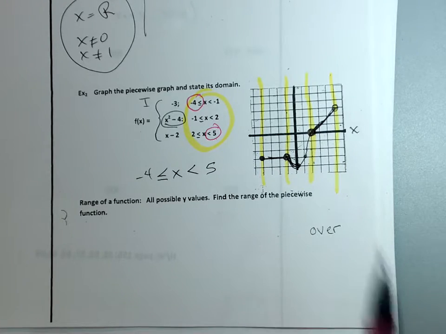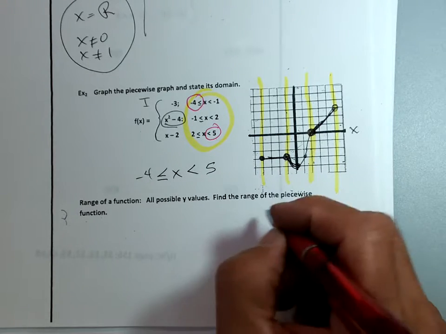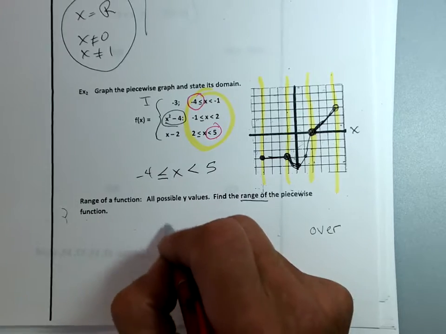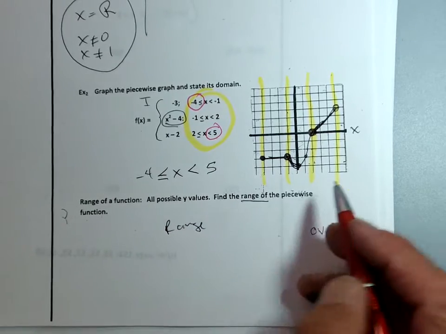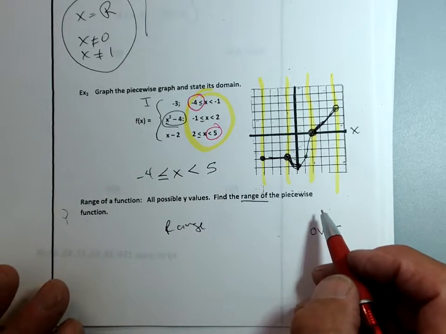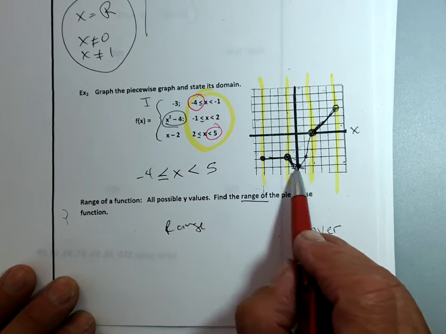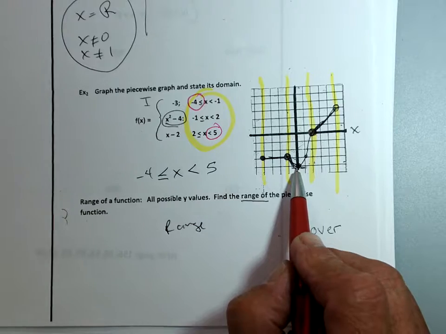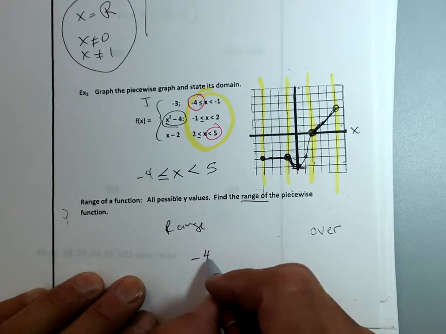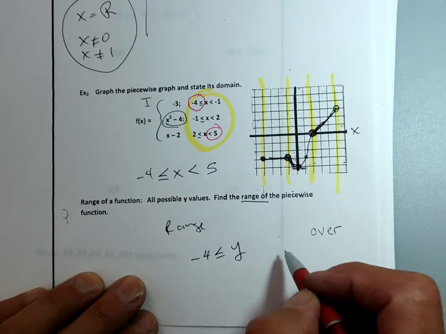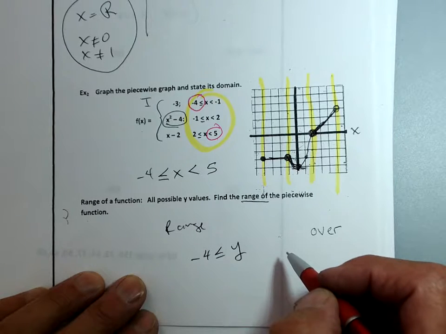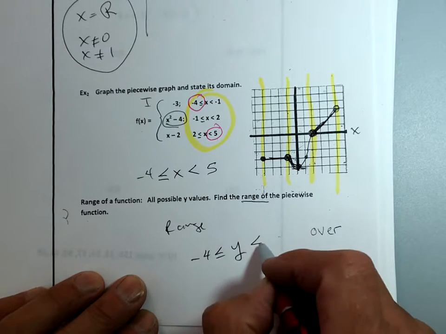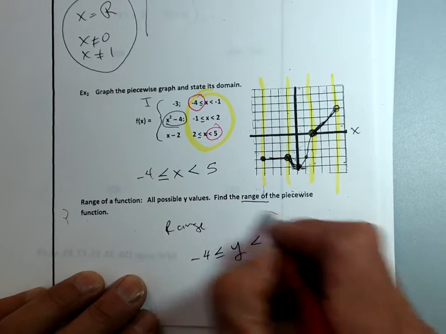Now, what about range? We know what range is, right? What's our range? Negative 5 to... What's the lowest value? Negative 5, right? I think it's 4. Negative 4. That's right. You thought you were on the right track. How about negative 4 less than or equal to y? What's our highest value? 3. Does it equal 3? No. There you go. There's your range.